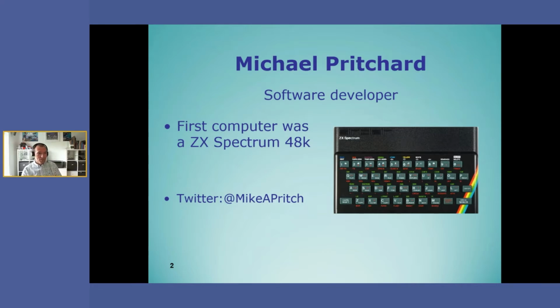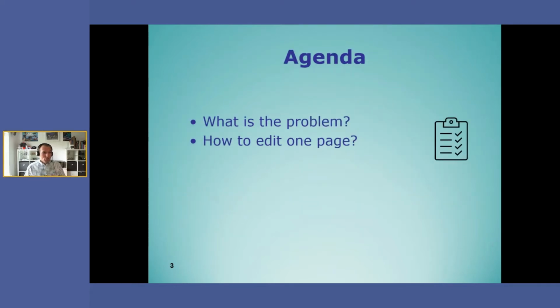And that's where I found Silverstripe CMS. It was already an existing system within the organization. So the agenda today is going to be a lightning talk, so it's not going to be too long. It's just going to go over an overview of what the problem is and what we can do to try and fix that problem.